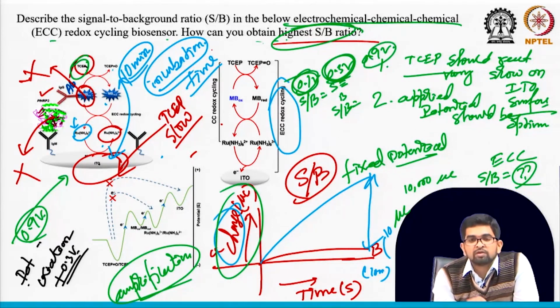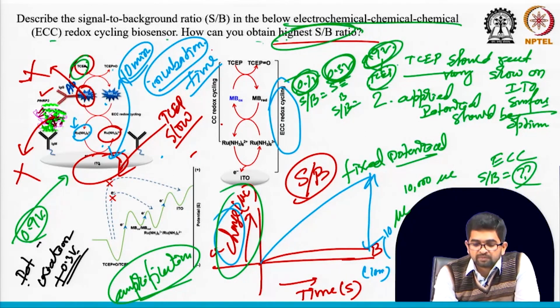But 0.9 volt, why will we not choose it? Because at that high potential, your T shape can be readily oxidized. Its reaction will be very, very fast. That's why I should not choose a very high potential. So we should choose the optimum potential.